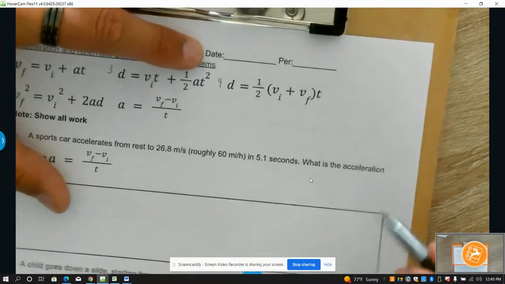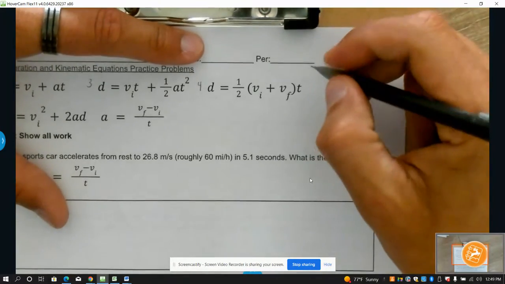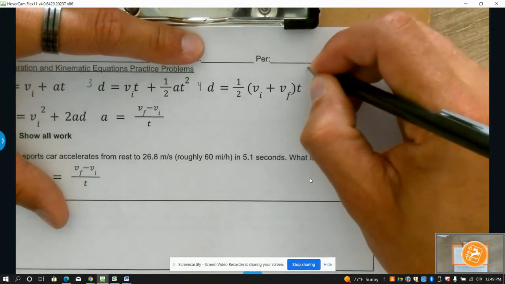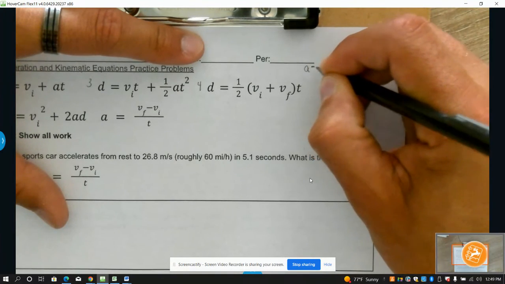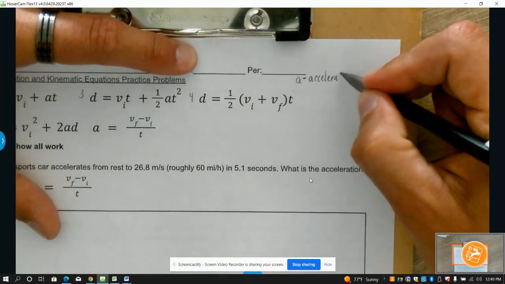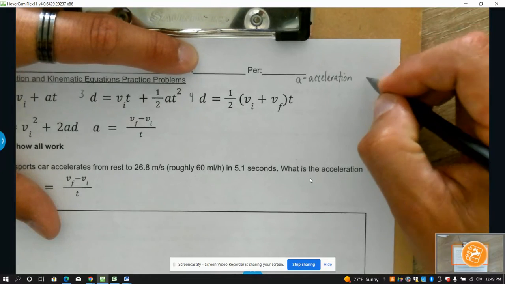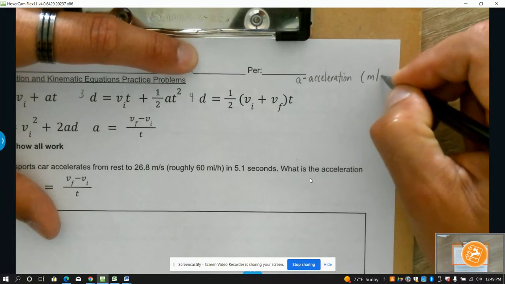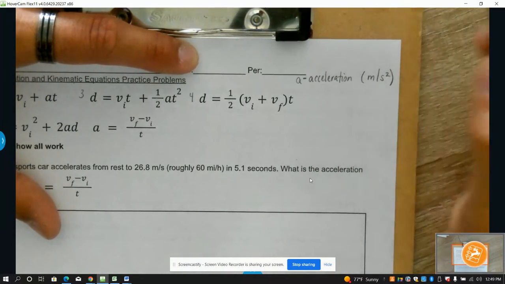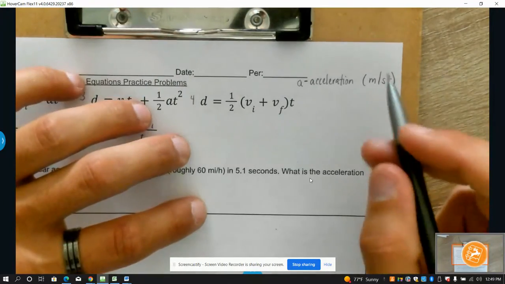So a couple different things that you want to maybe write down, because they're kind of important, notes here. So A, that is acceleration. So when we have to solve for something, it's going to be the symbol A. And the unit for acceleration is the meter per second squared. In all these problems, we need our units to be in meters per second squared, and time we need it to be in seconds.